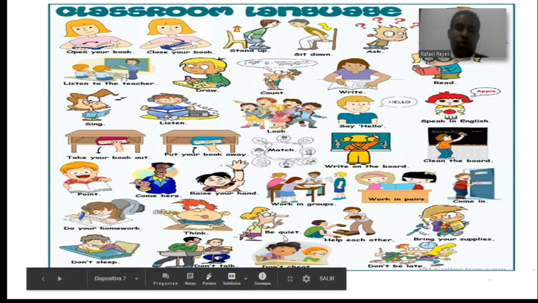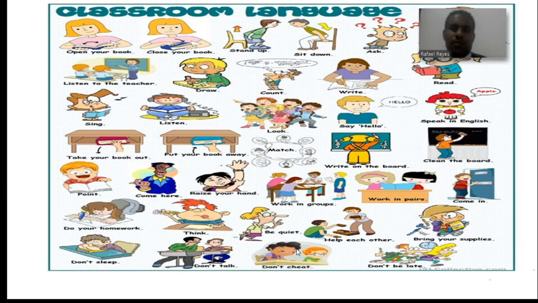The next one that we have is a very delicate one. It says, don't cheat. Cheat is when you are taking an exam and you look at the other exam so you can check the answer. No, don't cheat. You look at your exam. Don't look at the exam of your partner. If you look at the exam of your partner, then you are cheating. So no, don't cheat.